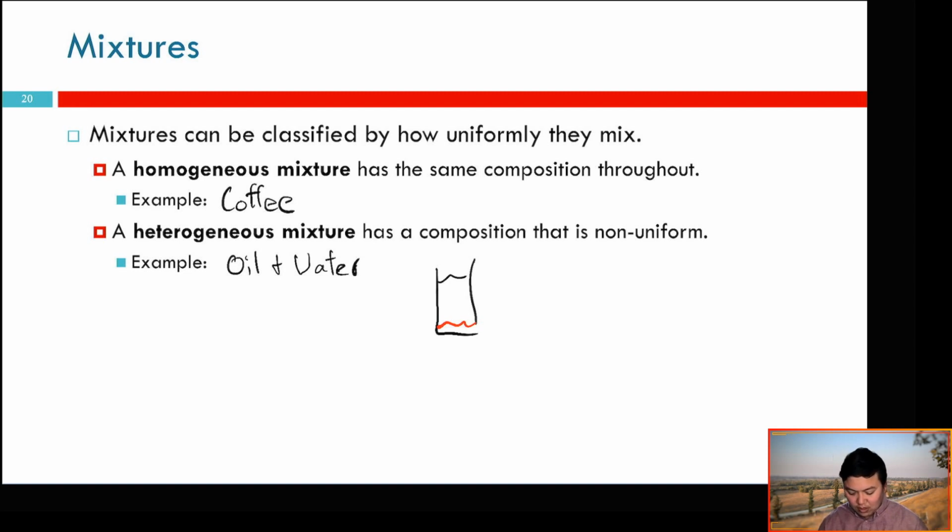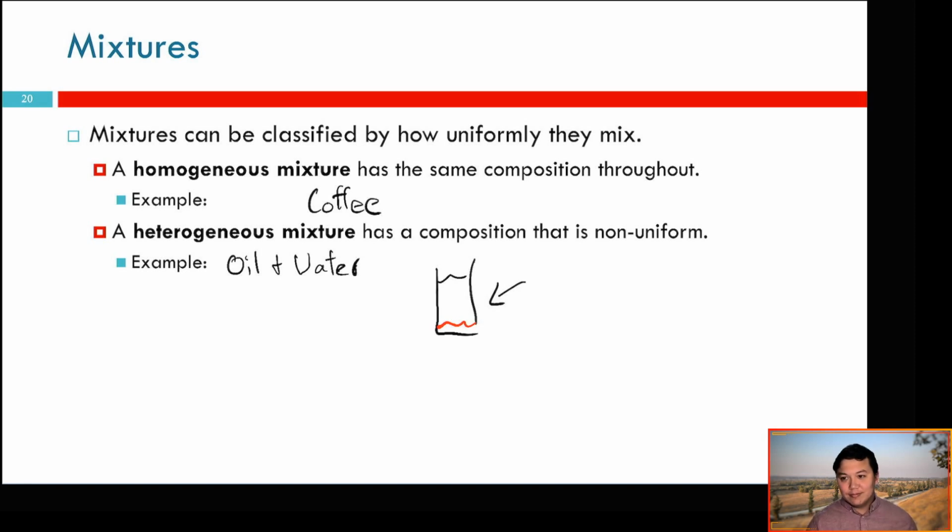Okay, so don't get confused here. Black coffee, right? We've got black coffee here. Or if you were to mix this really well, then it could be homogeneous. But if you don't mix it, it's heterogeneous. Does that make sense?